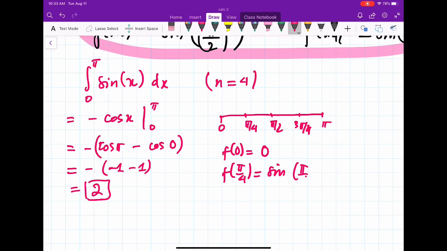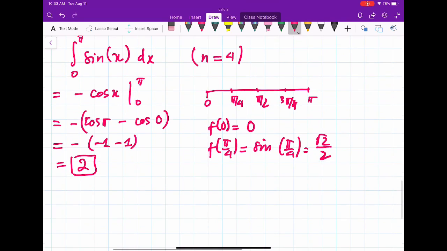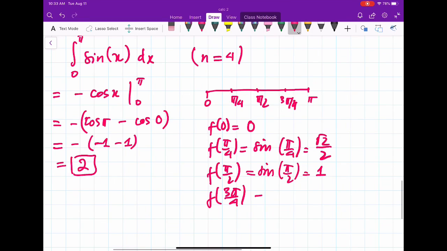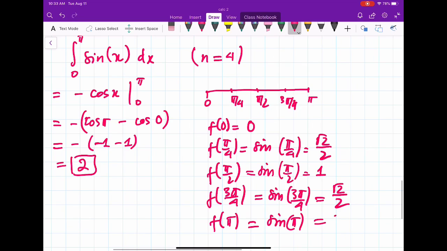f of pi over 4 is sine of pi over 4, which is square root of 2 over 2. f of pi over 2 is sine of pi over 2, which is 1. f of 3 pi over 4 is sine of 3 pi over 4, which is again square root of 2 over 2. And f of pi is sine of pi, which is 0.